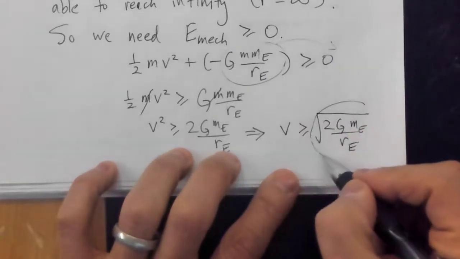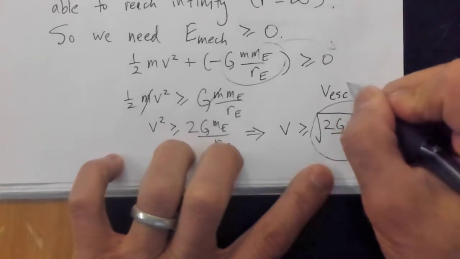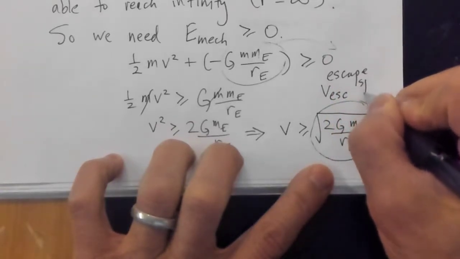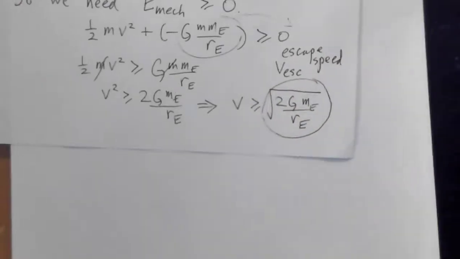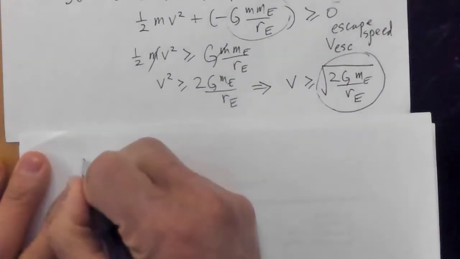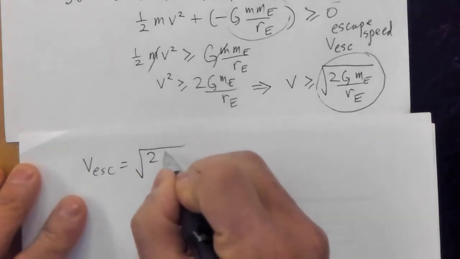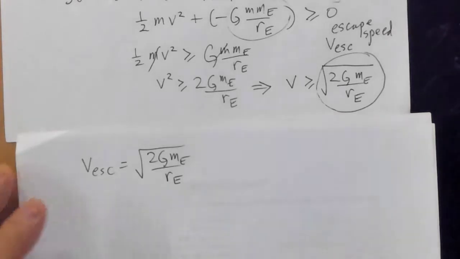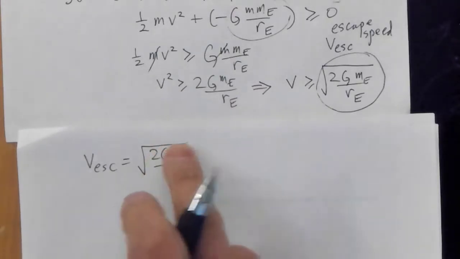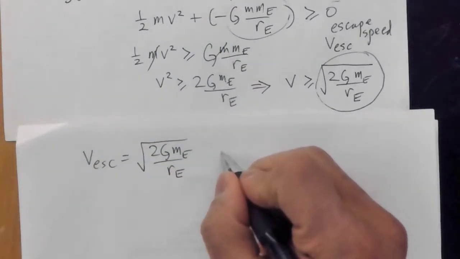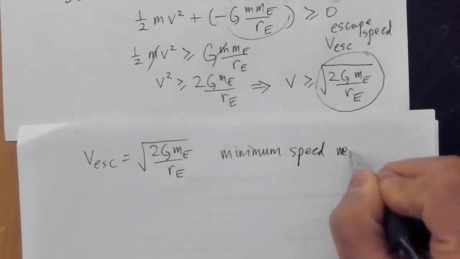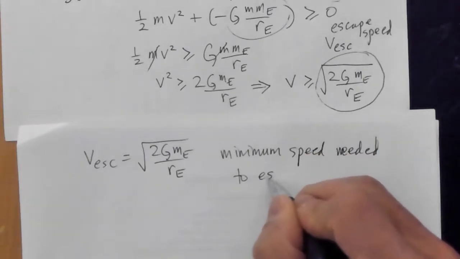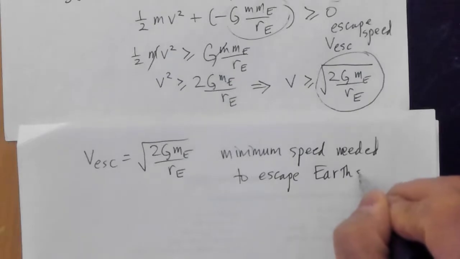This thing here is called V_esc, the escape speed. Actually, they call it escape velocity, but technically it's speed because we didn't say anything about direction. Typically, people say escape velocity. So V_esc is equal to the square root of 2 G times the mass of the Earth divided by the radius of the Earth. Take the square root. That is the escape speed, the minimum speed needed to escape Earth's gravity.